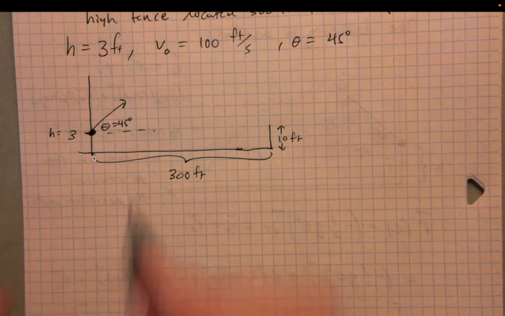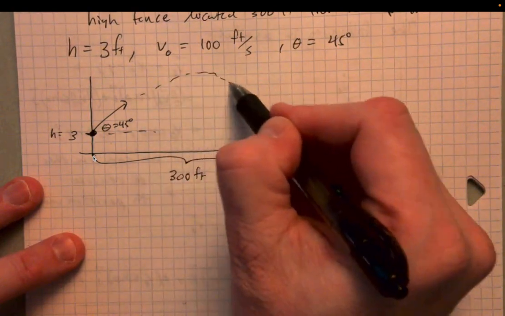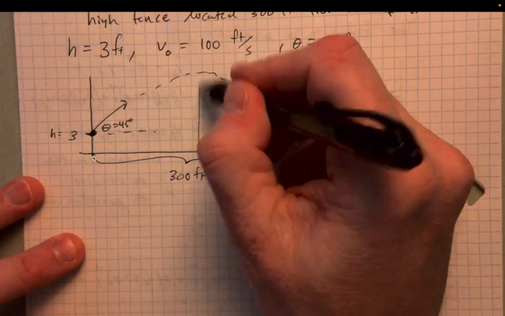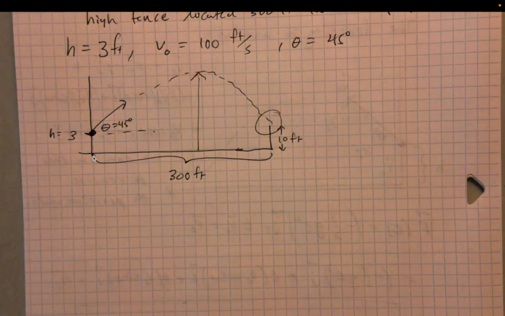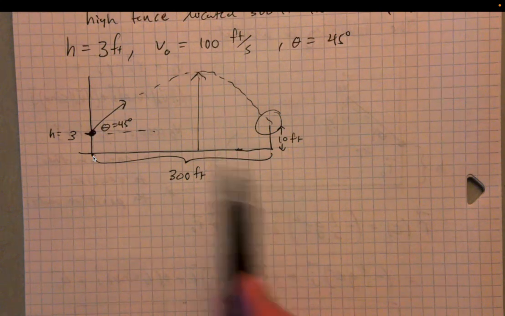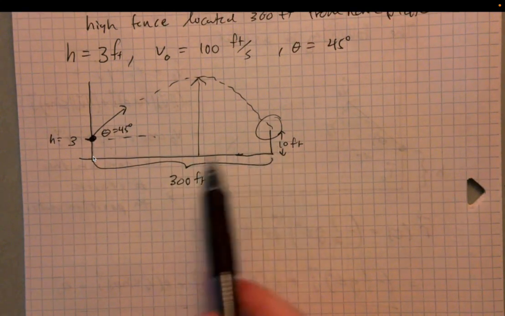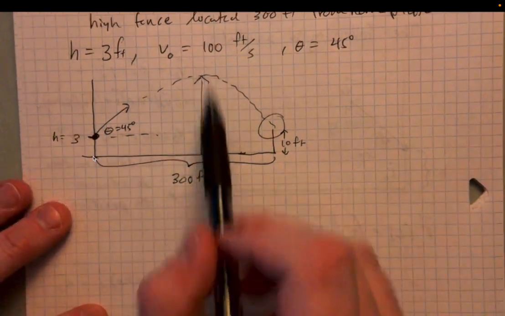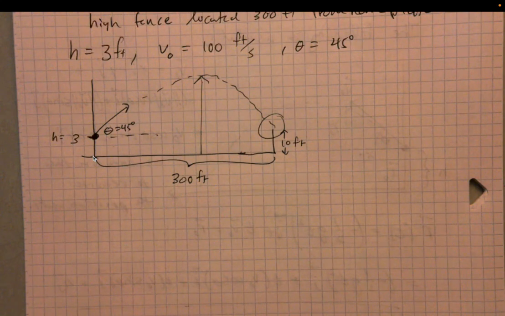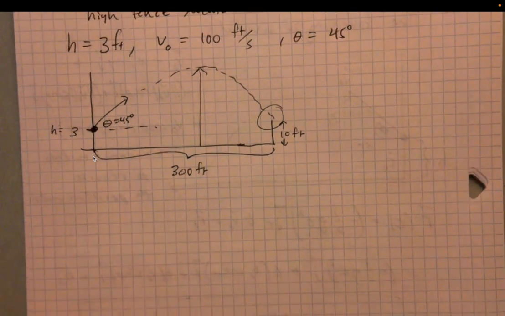Now, two things we're interested in: first of all, what's the max height here? And second, what happens out here? Can it clear this fence after 300 feet? Basically, we'll figure one out one way, and the other another way. We'll start with identifying the maximum height.